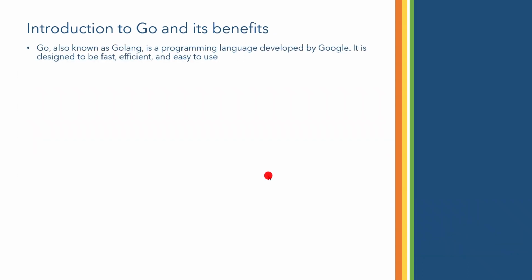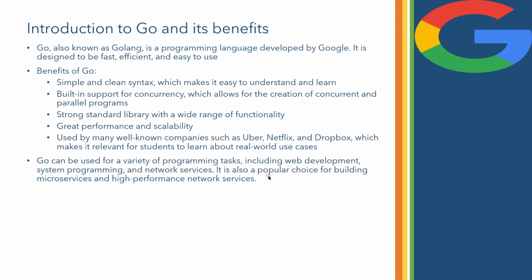Go, also known as Golang, is a programming language developed by Google. It is designed to be fast, efficient and easy to use. The benefits of Go are a simple and clean syntax, which makes it easy to understand and learn. Built-in support for concurrency, which allows for the creation of concurrent and parallel programs. A strong standard library with a wide range of functionality.